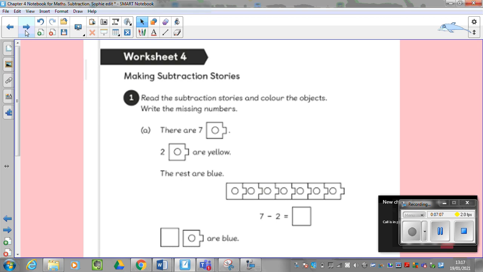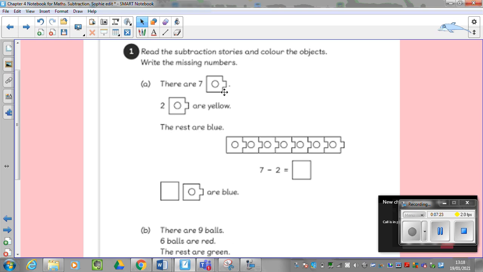So these are your worksheets today once you have completed your in focus, which is based around the rabbits. Here it says, read the subtraction stories and colour the objects. That means with some colouring pens or pencils. It says here that there are 7 altogether, and 2 are yellow, so make sure you're using a yellow, and the rest are blue. Now you need to colour them in first of all, and then work out, once you've taken away your 2 yellow ones, I'm just going to quickly do this, 2 yellow, and the rest are blue.